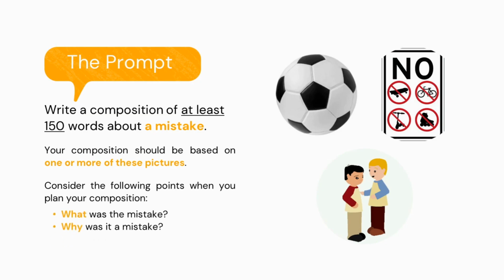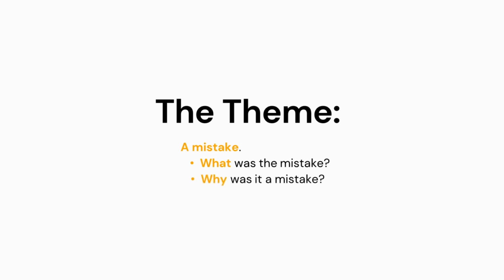Before we start to formulate our story, we can actually break this prompt down into simpler, smaller pieces. Firstly, we can consider the keyword that was given to us, a mistake. So our story has to revolve around someone, maybe the protagonist, making a mistake. We also have to incorporate into our story what the mistake was and, more importantly, why it was a mistake. So let's just put these thoughts aside for now and move on to the pictures.